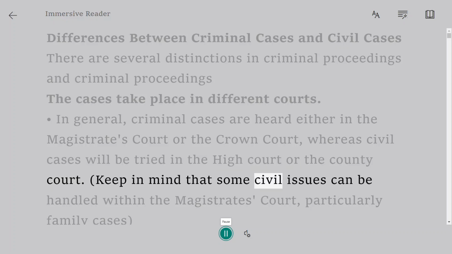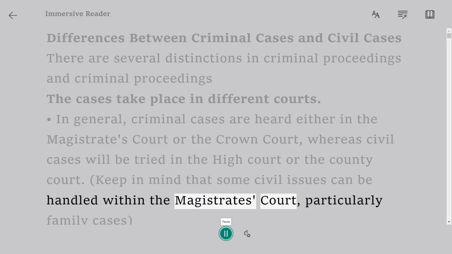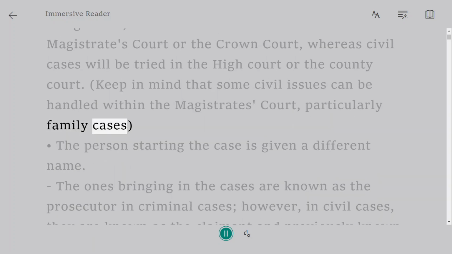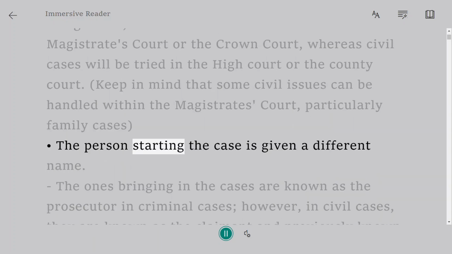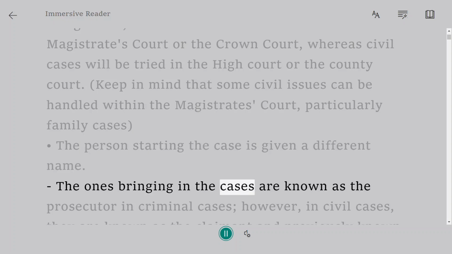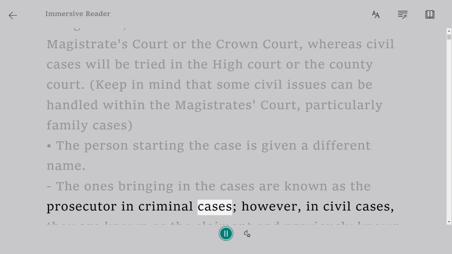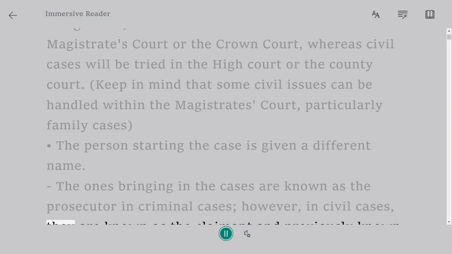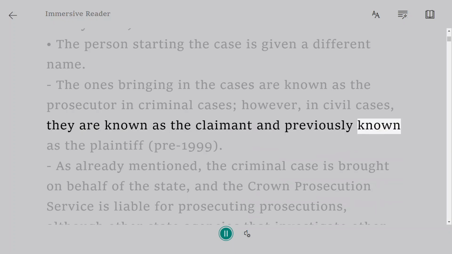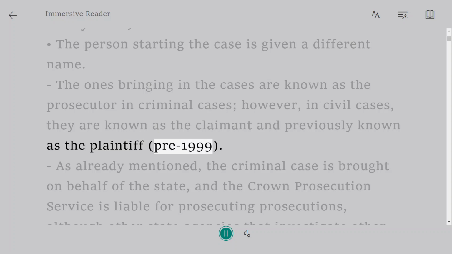Keep in mind that some civil issues can be handled within the Magistrates Court, particularly family cases. The person starting the case is given a different name. The ones bringing the cases are known as the prosecutor in criminal cases. However, in civil cases, they are known as the claimant, previously known as the plaintiff, pre-1999.